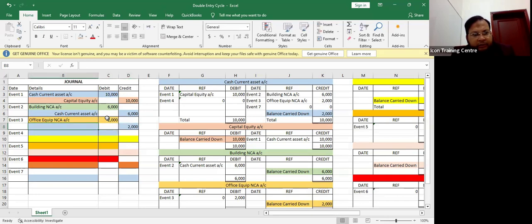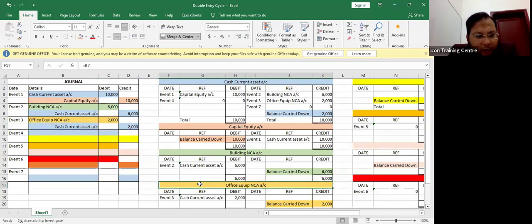And the reason is cash, current asset account. Now we have another asset account, which is called office equipment account. It is being debited by 2,000. So you can see the 2,000 is appearing here, right? And the reason is cash, asset account.